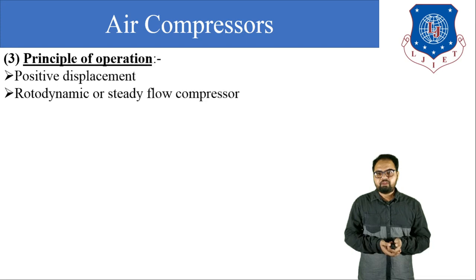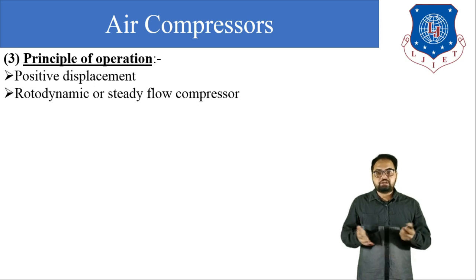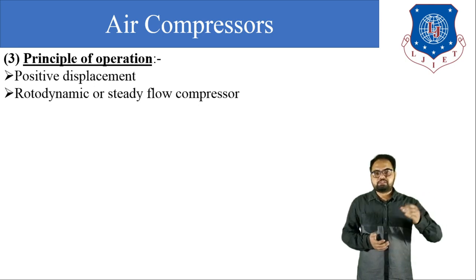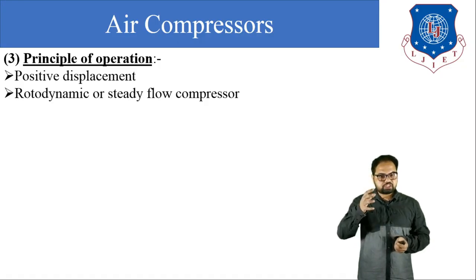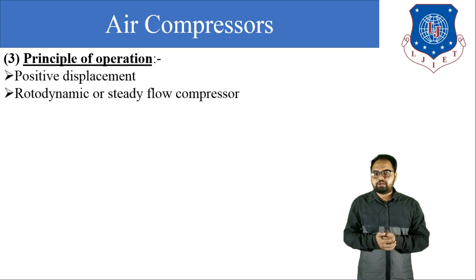The next classification of compressor is according to the principle of operation. According to principle of operation, the air compressors are classified mainly into two types. First is positive displacement compressor and second is rotodynamic or steady flow compressor. In positive displacement, the displacement of the piston takes place, and due to that positive movement of the mechanical element, a negative pressure is generated. Due to that, suction of air or gas or vapor takes place.